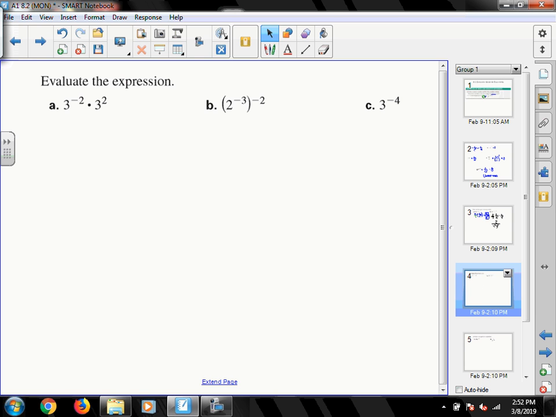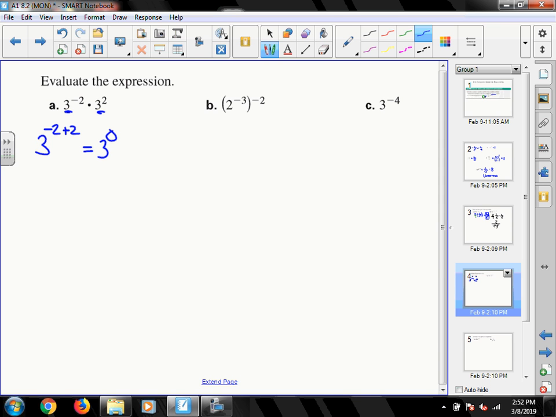So if we're going to evaluate these expressions, we're actually going to tie in some of those other properties that we have used before. Because I noticed that I have a 3 and a 3 here, I have the same base, which means I can actually add my exponents. So I can take 3 to the negative 2 plus 2. I'm going to end up with 3 to the 0. 3 to the 0 is 1, because anything to the 0 power is going to be 1.